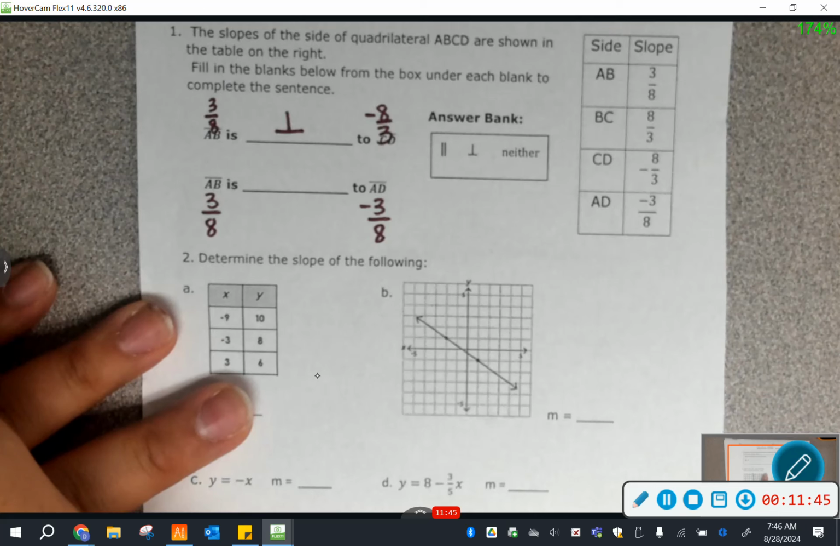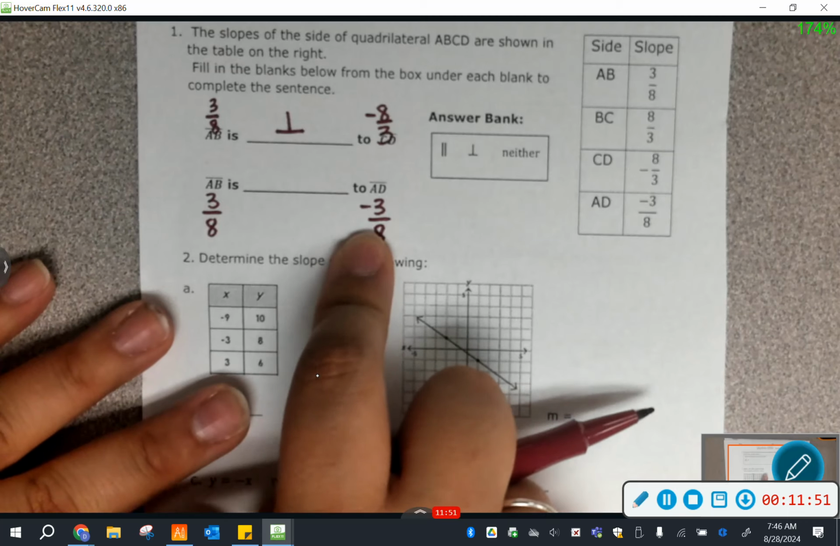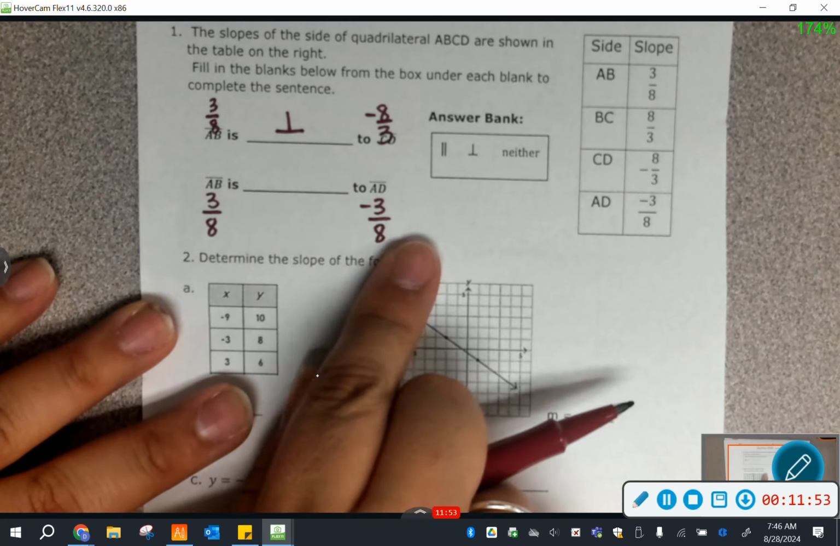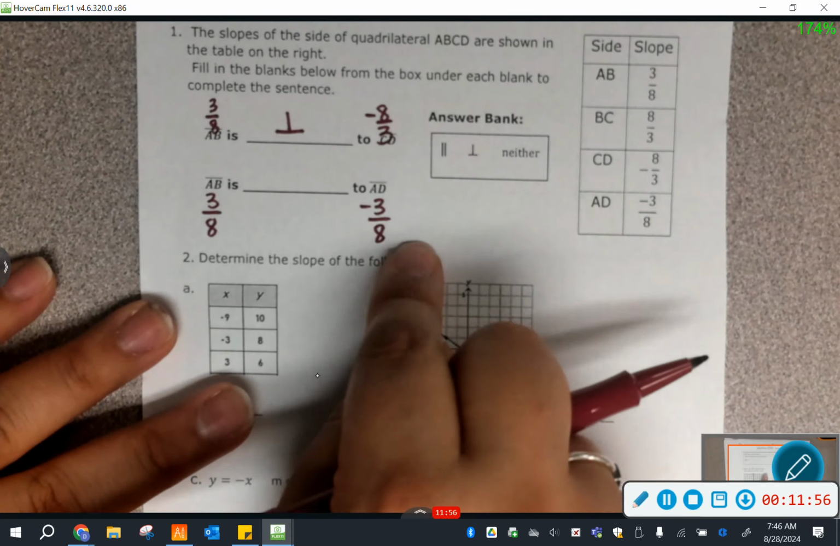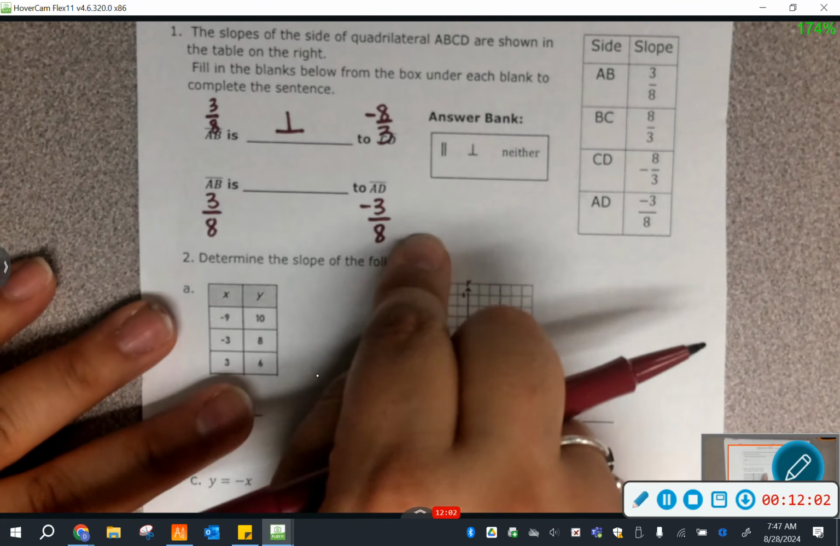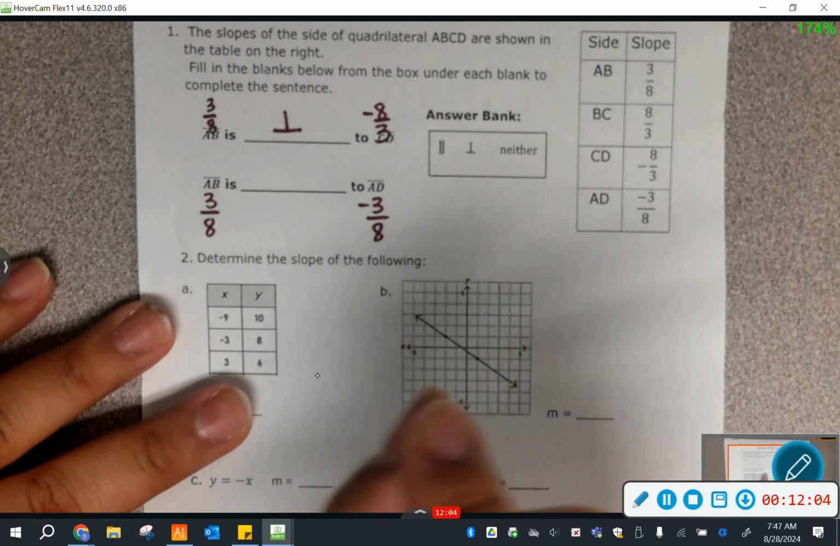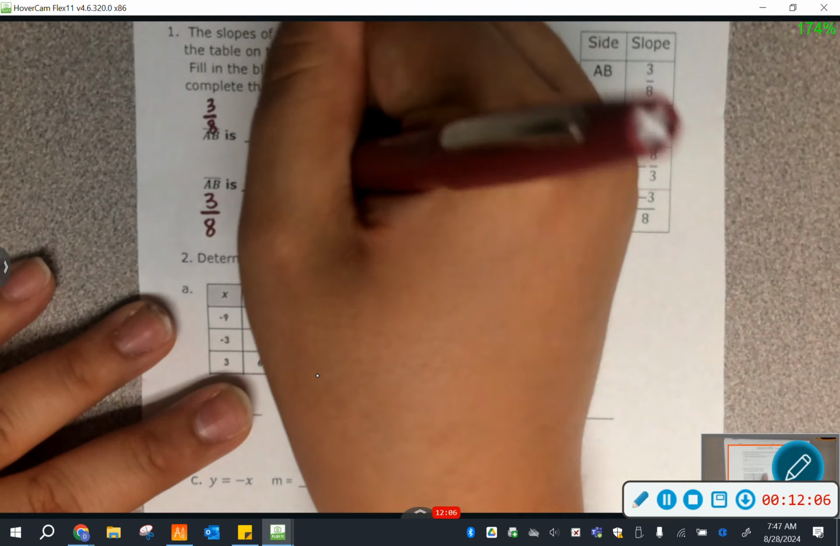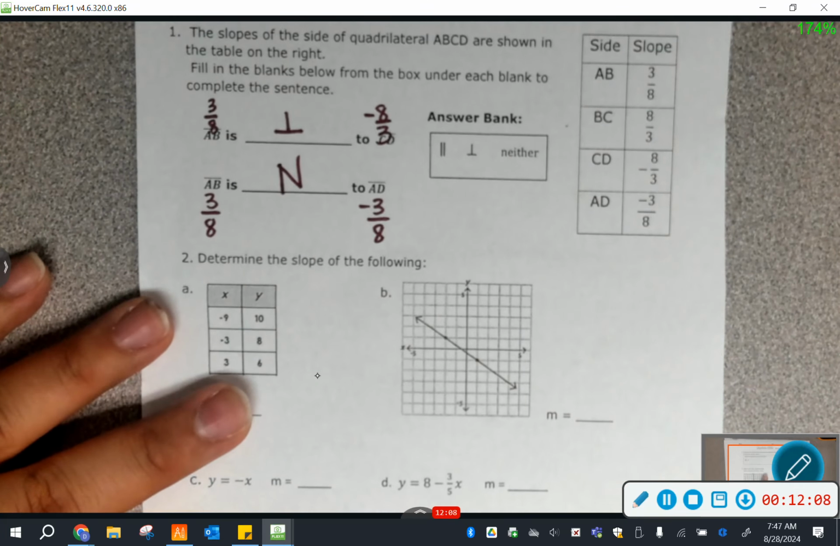No. Is having $100 and owing $100 the same thing? Unfortunately, no. So a negative means you're in debt. Those are not the same thing. All right. Did it flip and switch signs or change signs? No. It changed signs, but it did not flip. So it has to do both. This is neither. Okay.